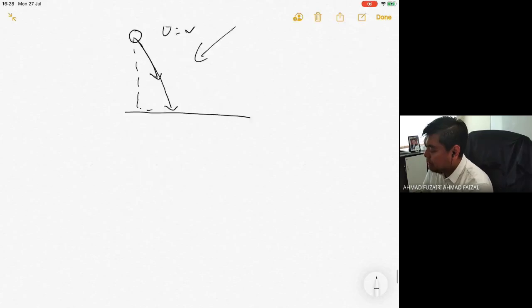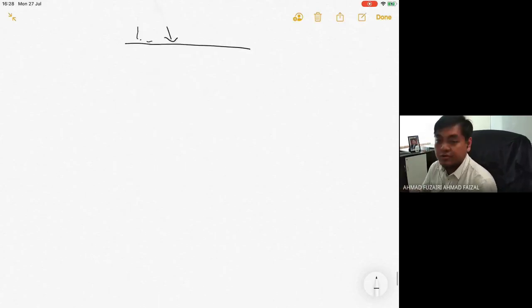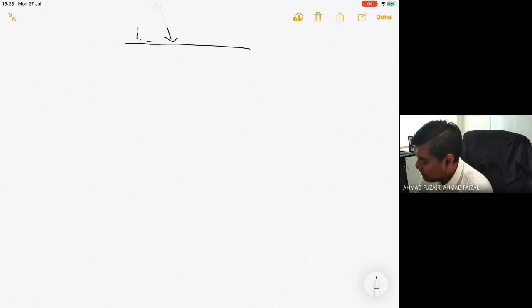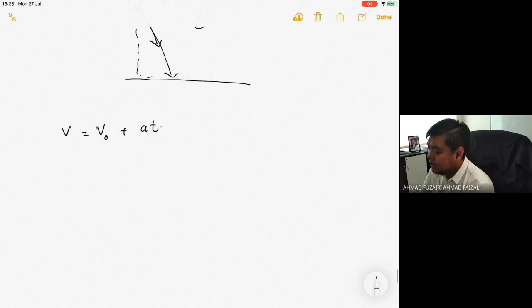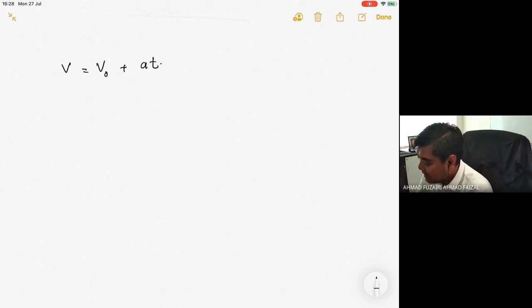Apart from that, right now we want to do some recap on what we have in motion in one dimension. For example, we have V equals V naught plus at. V is the final velocity, V naught is the initial velocity, a is acceleration, and time is t. What happens if we expand this equation in terms of x and y axes? Let's do some expansion.